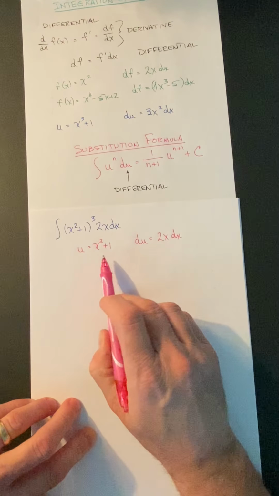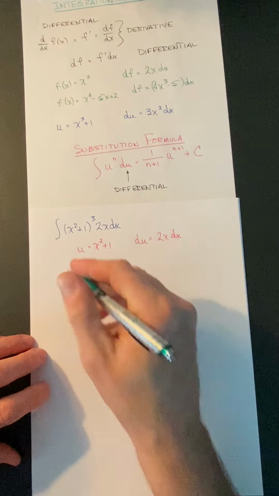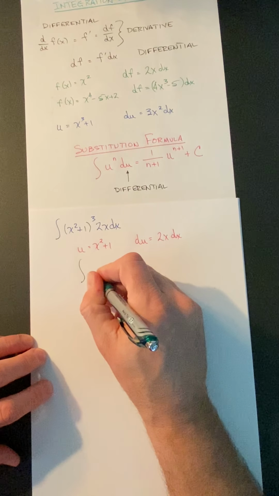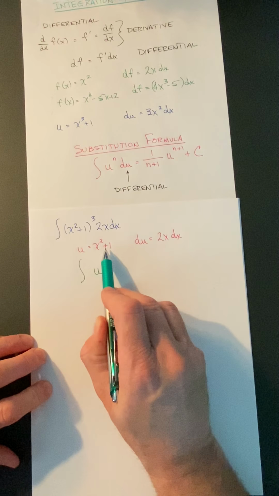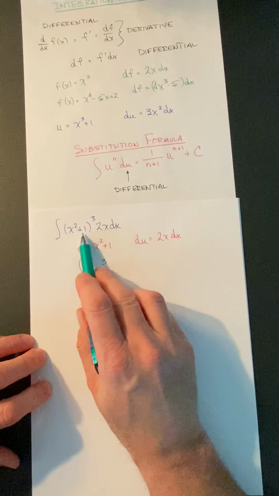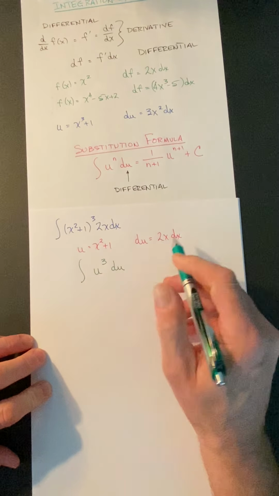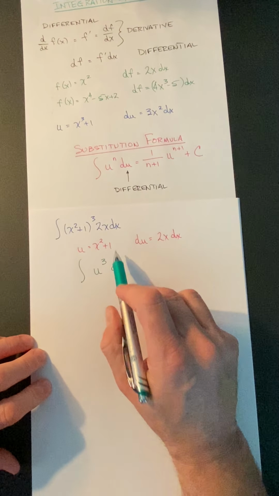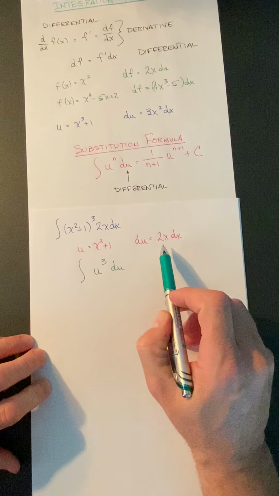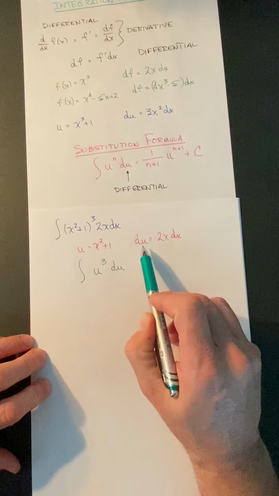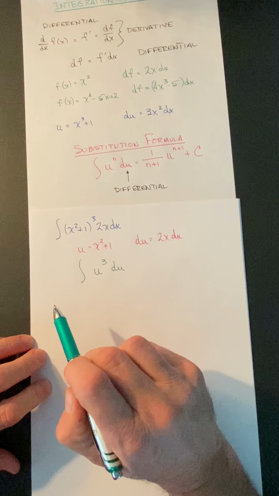Okay, now look what I have here. I actually have the integral of u cubed, right? x squared plus 1 is u, and it was cubed, times du. Notice how du is 2x dx. I have simply substituted du for the 2x dx, okay?